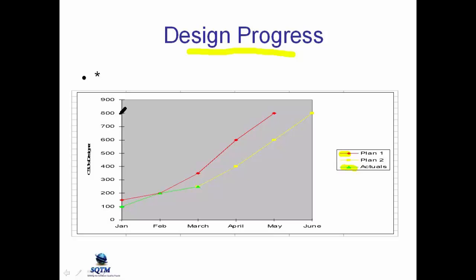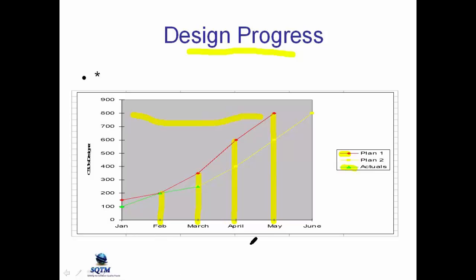The initial estimate was 800 designs, unique designs of the different modules and procs and programs. And this was the initial planned schedule. In February, they would completely finish 200 designs. In March, they would finish 350 designs. In April, there would be 600 designs, and they would be finished all 800 designs in May.